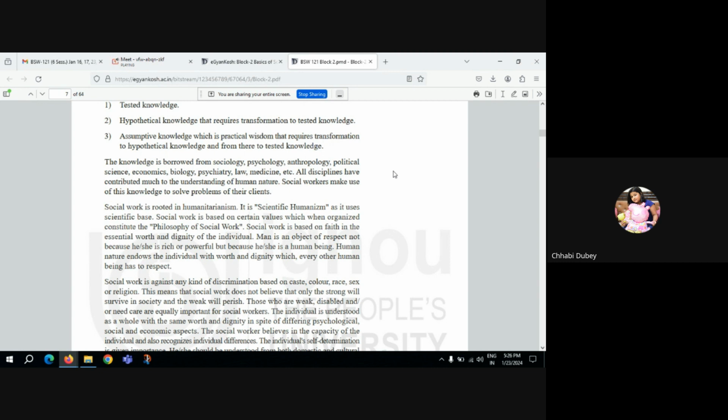And that is why we say that social work draws heavily on these different fields of knowledge, on these different social science subjects. Okay. Now, social work is rooted in humanitarianism. Humanitarianism is basically scientific humanism as it uses a scientific base. It's based on certain values which constitute what is known as the philosophy of social work.